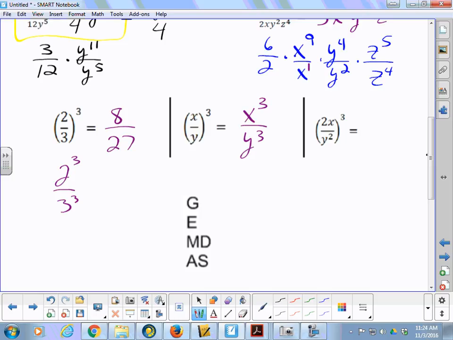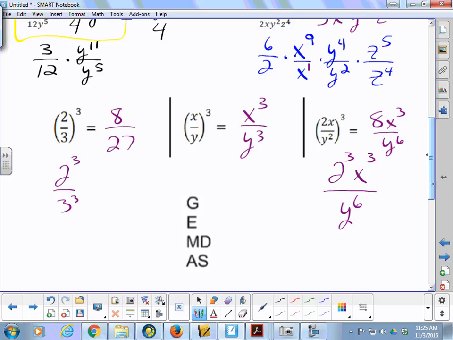So here we have 2 cubed, x cubed, and then we have to multiply that 3 times 2 down here for the y squared, so we get y to the 6th power. So we get 8 x cubed over y to the 6th power. So that is when we apply the power rule here.